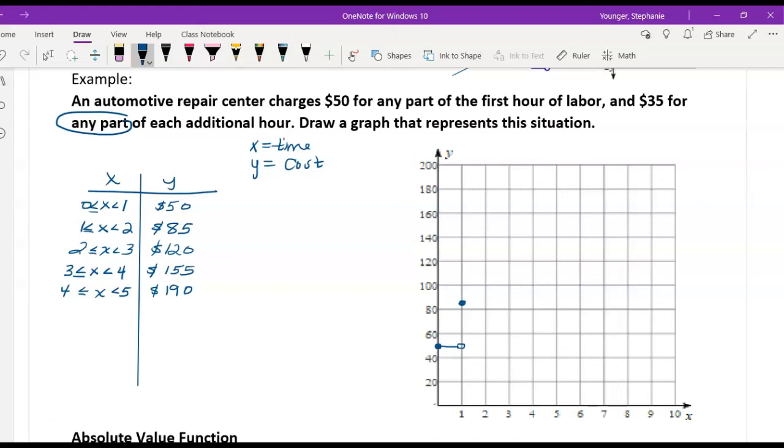I hit my 1 hour mark. I'm going along. Oh, now I'm at the 2 hour mark. I have to do an open circle because once I hit 2 hours, I go to 120. So here's the 120. I go across. He's taking more and more labor. I'm at the 3-hour mark, except once I hit the 3-hour mark, I have to go up even further to $155. I just keep shelling out the cash. I keep going to the 4-hour mark. But once I hit the 4-hour mark, I'm all the way back up to 190.